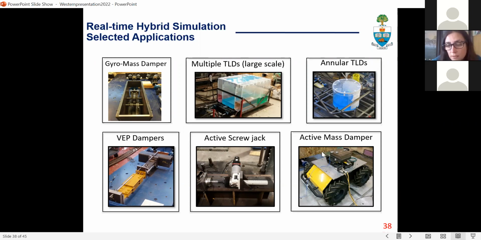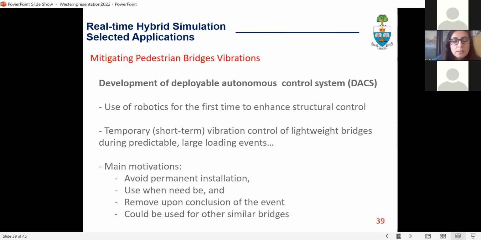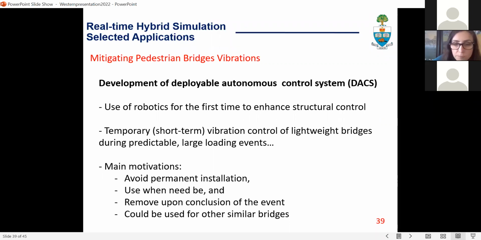And the last one is the one that I want to show you in the next slide. This is called a deployable autonomous control system, or DAX in short. This was a study done in collaboration with University of Waterloo, and it showcased the use of robotics for the first time to enhance structural control. And the idea is to provide a temporary vibration control measure for lightweight bridges.